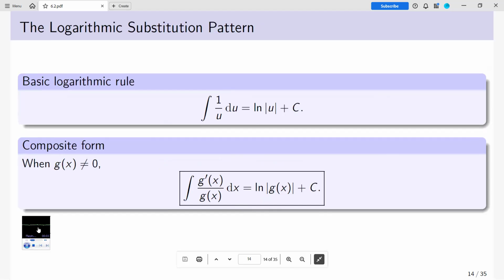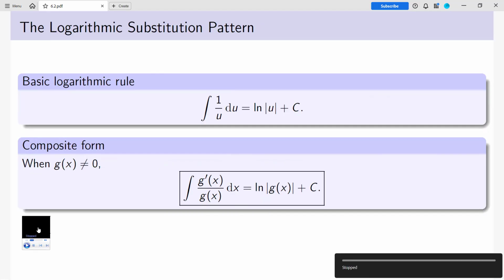When the numerator is the derivative of the denominator, substitution produces 1 over u and therefore a logarithm. A perfect numerator/denominator group project arrangement.